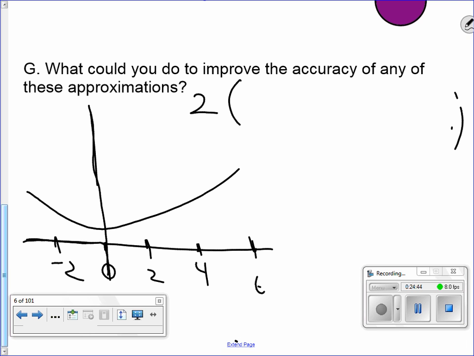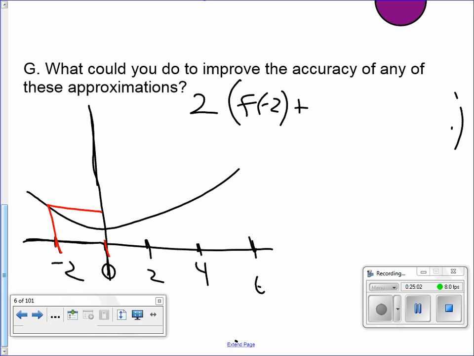All right, first rectangle. The x's go from negative 2 to 0. Who's got the greatest y value? At negative 2. So we're going to take the y at negative 2 to be the height of the first one. F of negative 2. That's the height of our first rectangle.